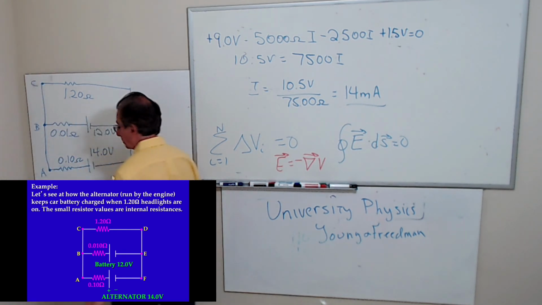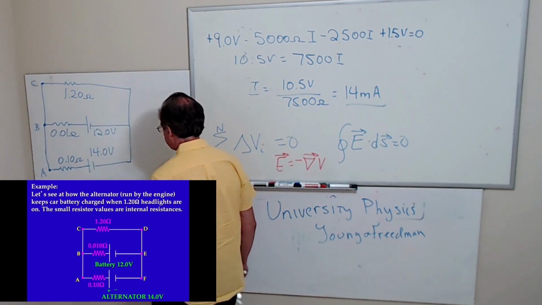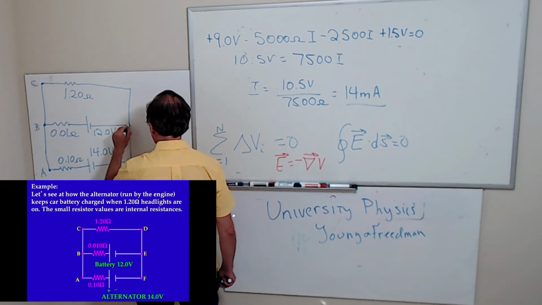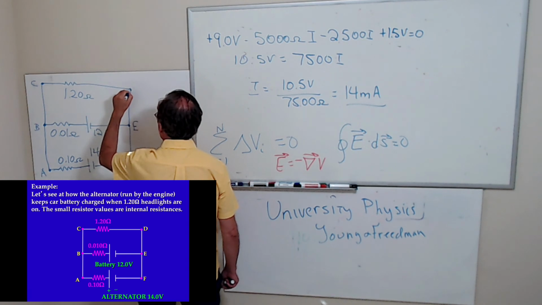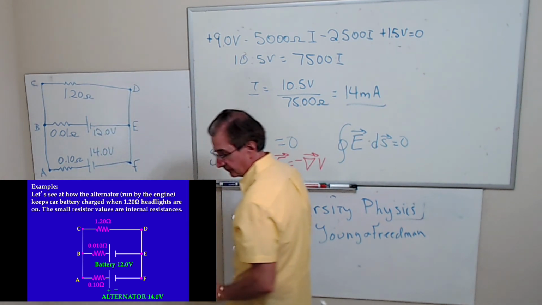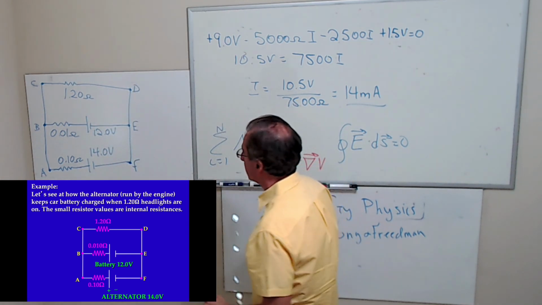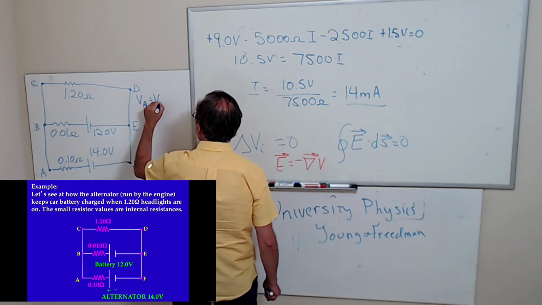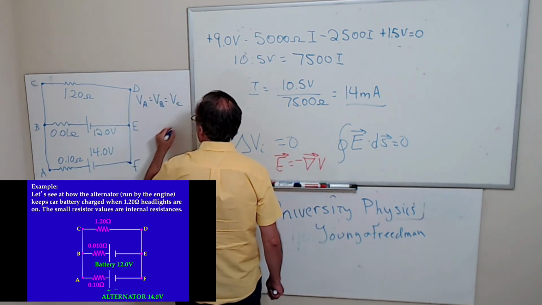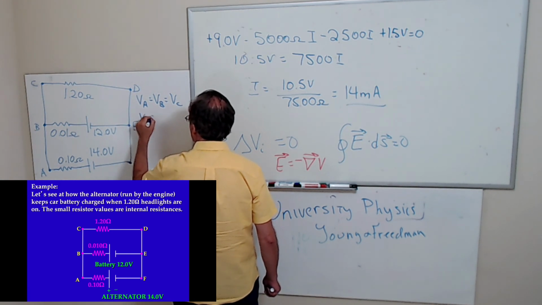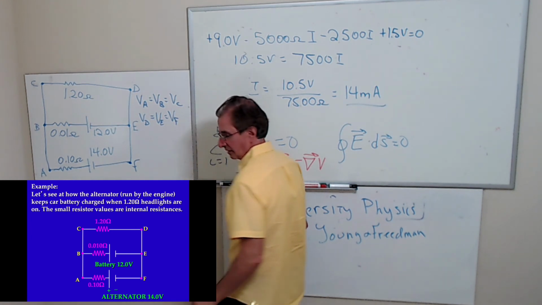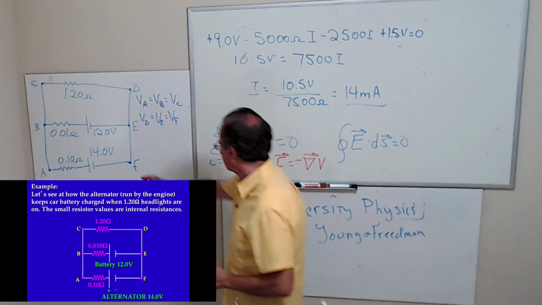What can you say about the potentials at A, B, and C? Right, V sub A equals V sub B equals V sub C. We can also say that V sub D equals V sub E equals V sub F, right, because they're just tied together by a wire.